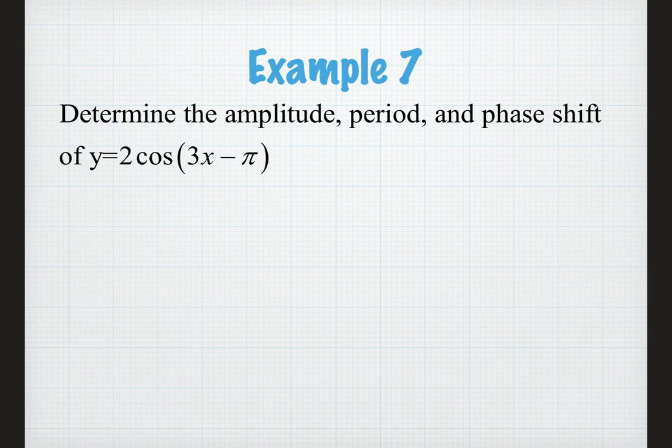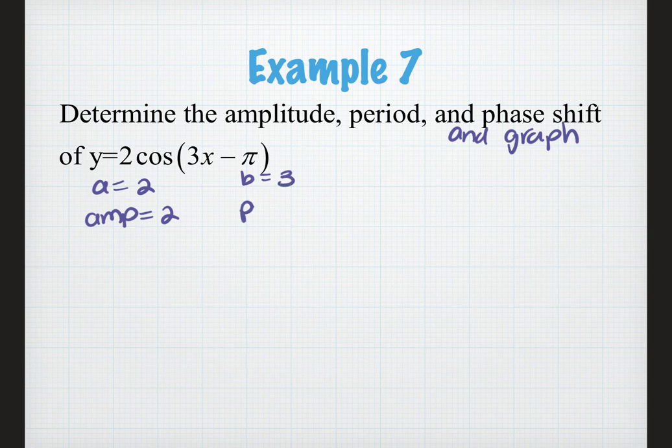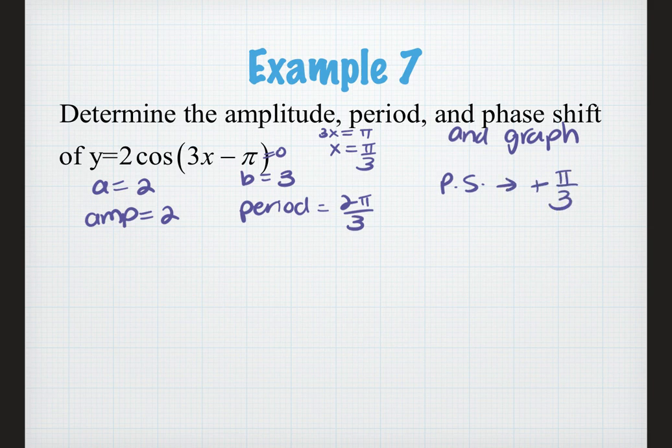All right, go to example 7. This time it's got a phase shift, right? We're going to graph this one. So A is what? 2, which means the amplitude is 2. B is 3. So the period is 2 pi over 3. And this time we have a phase shift, right? If I set this equal to 0, I get 3x equals pi and x equals pi over 3. So my phase shift is a positive pi over 3.